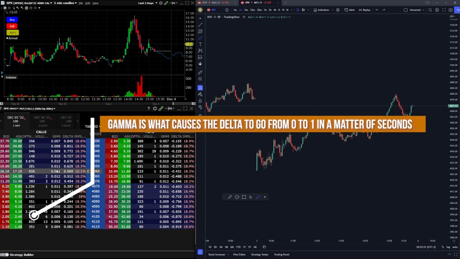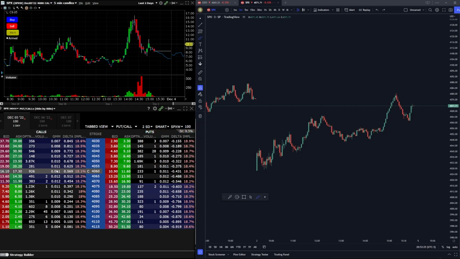So if you go to a drag race with the Honda Civic and you're racing a BMW, you're not going to beat that car on a 0 to 60 unless you have some kind of booster, right? Nitrous booster, something special with your Honda Civic. That is what gamma is. It's that nitrous boost that can send a delta on a rocket ship. And it can make the delta go from 0.16 to 0.8 in an instant. And gamma in particular is more effective at the money.